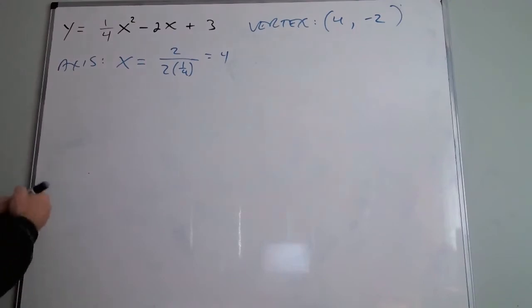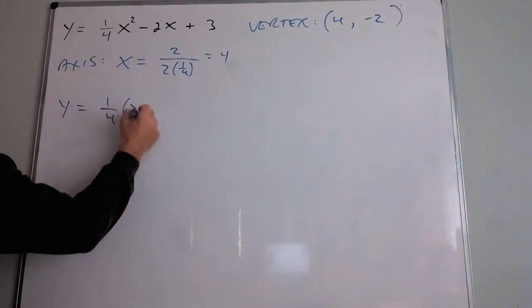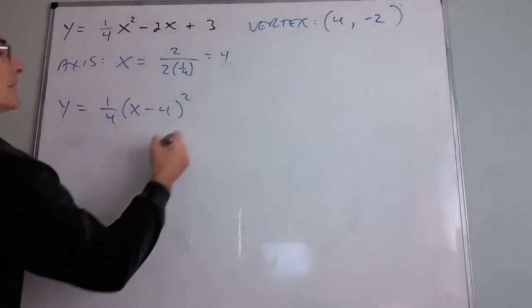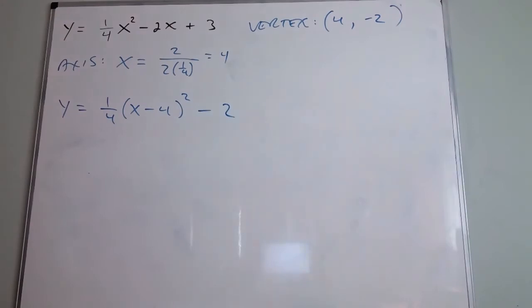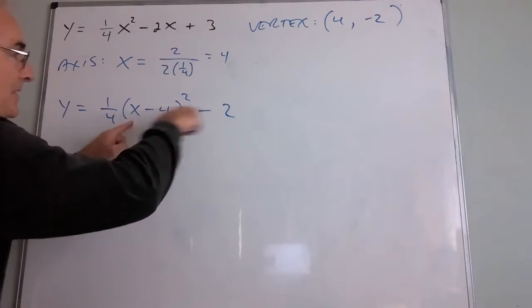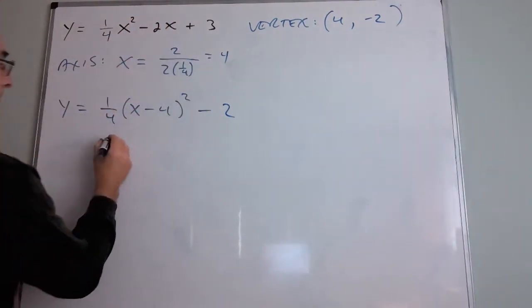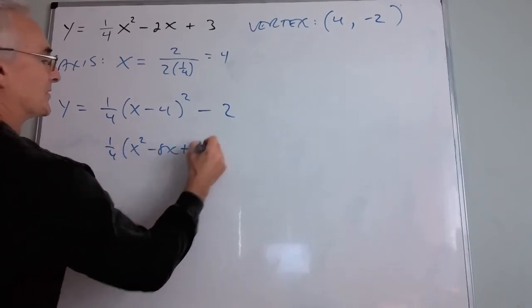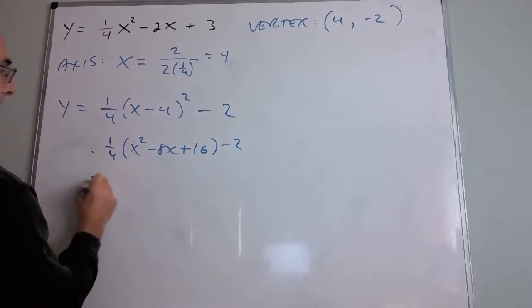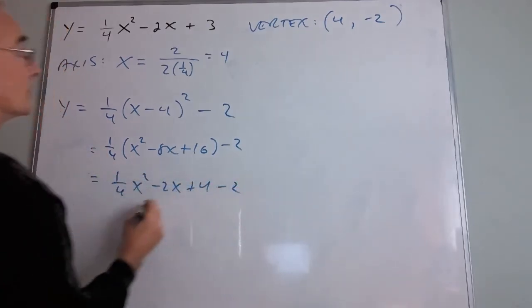I can now say with certainty that my parabola has the following equation. I've just written it in the vertex form that we did a moment ago. If I multiply this out, I should get this. Now I'll actually do it just to prove to you. So that's 1/4 times x squared minus 8x plus 16 minus 2.